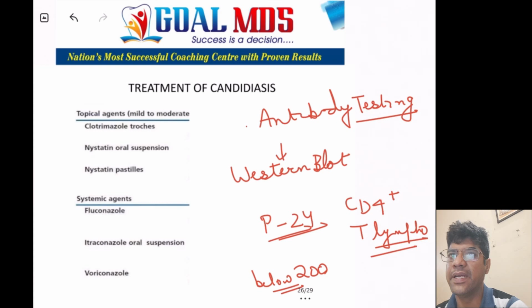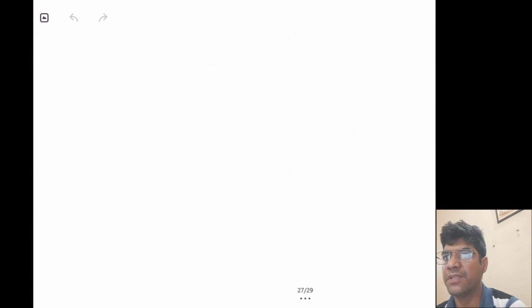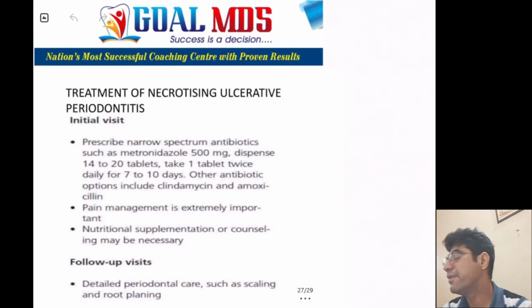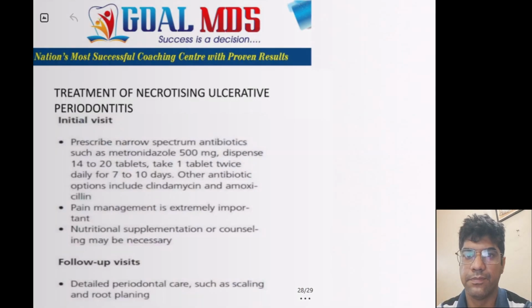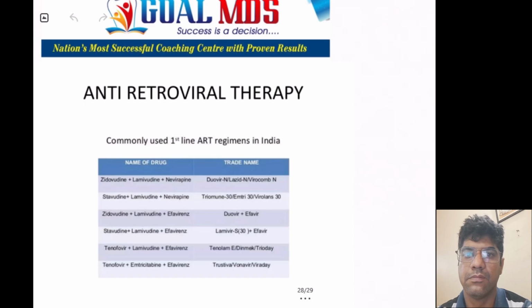For the treatment of candidiasis, we can give clotrimazole and nystatin; systemic agents like fluconazole and itraconazole could be given. Antiretroviral therapy could be given. These are commonly used as a first line ART regimen in India.